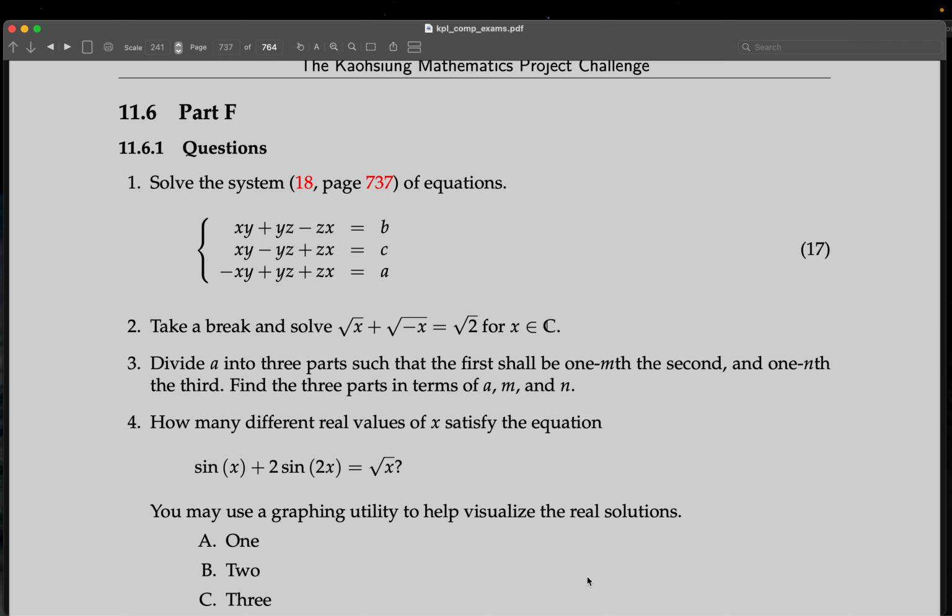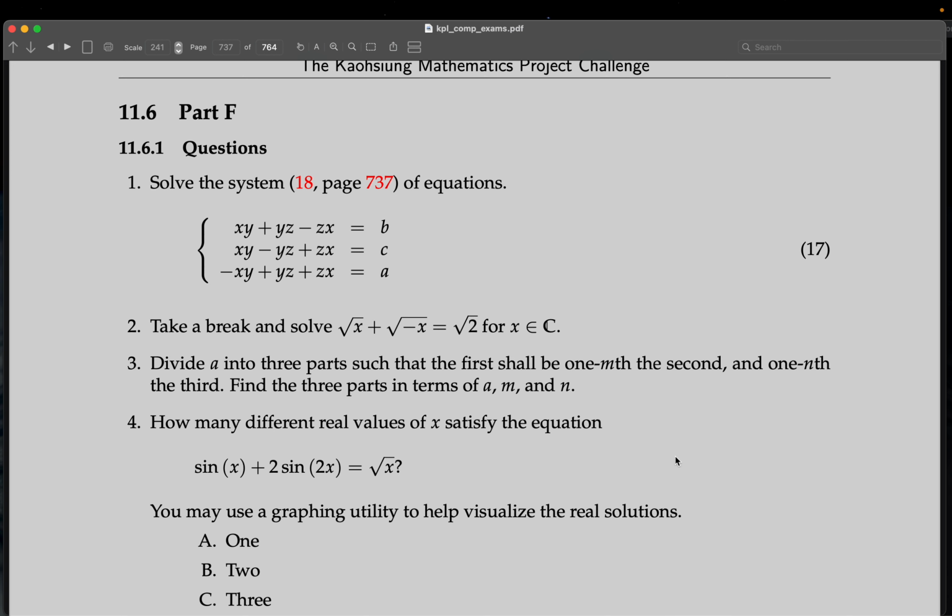The other one, number 2, they say, take a break and solve this. And they say X is a complex number, all right? So, A plus BI form. Number 3, again, looking at it, it's a reading problem, and they're saying that A is split into 3 parts. The first shall be 1 to the second, and 1... It's a tough read, by the way. It says the 3 parts in terms of A, M, and N, all right? But I'm going to say doable, actually doable. If you understand what you read, it's doable.